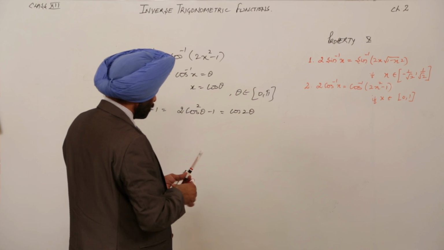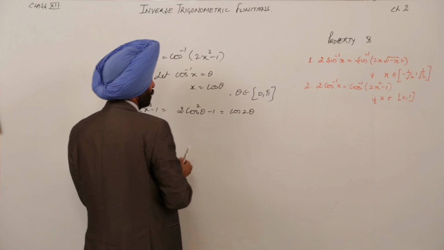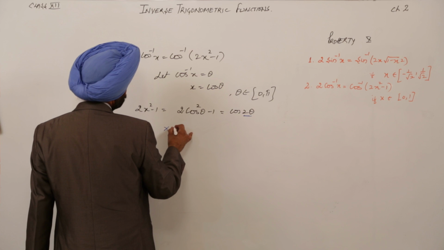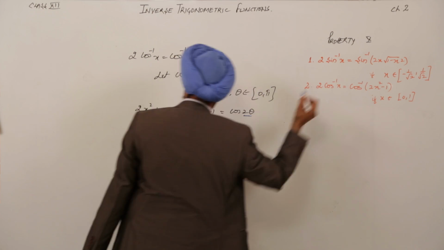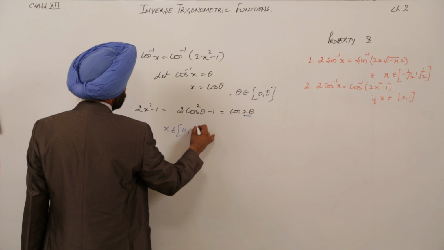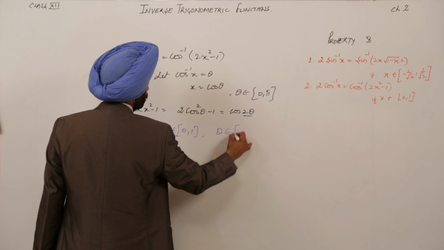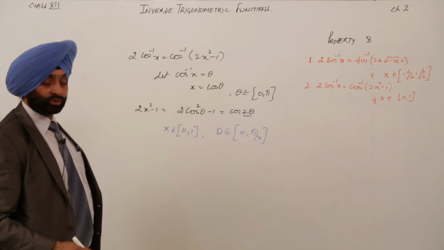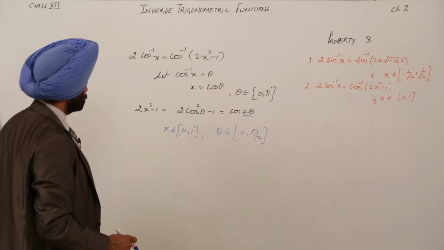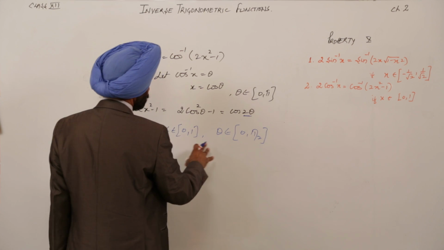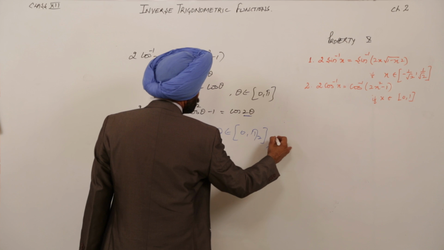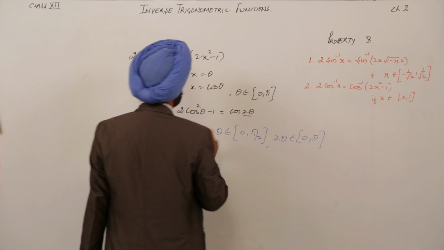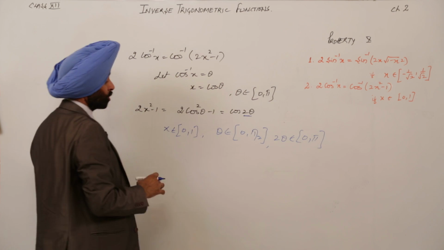Now let's check the range of cos 2 theta. We have x belongs to 0 comma 1, therefore theta belongs to 0 comma pi by 2, and 2 theta belongs to 0 comma pi. Here this 2 theta now belongs to 0 comma pi.